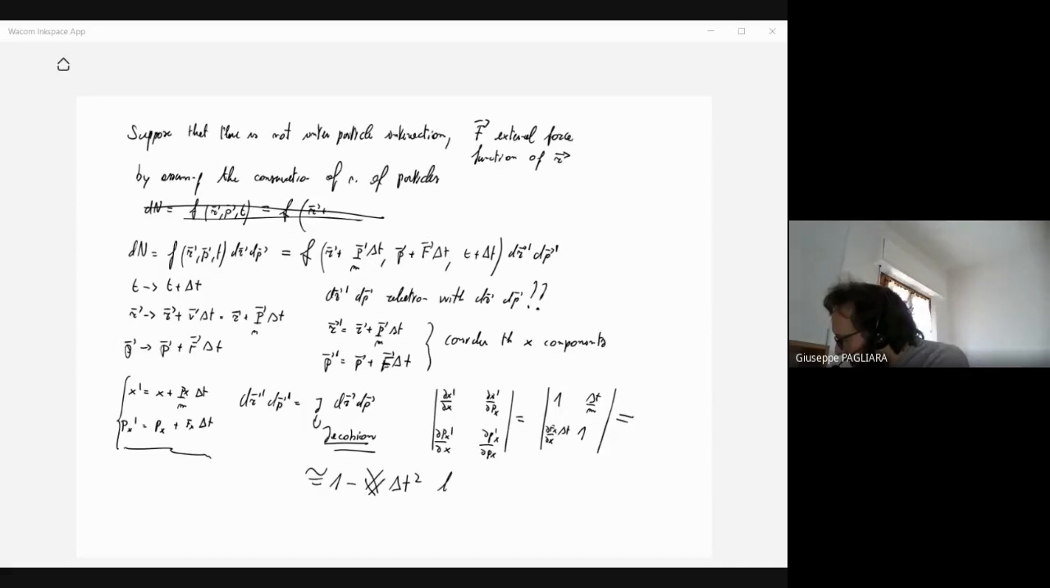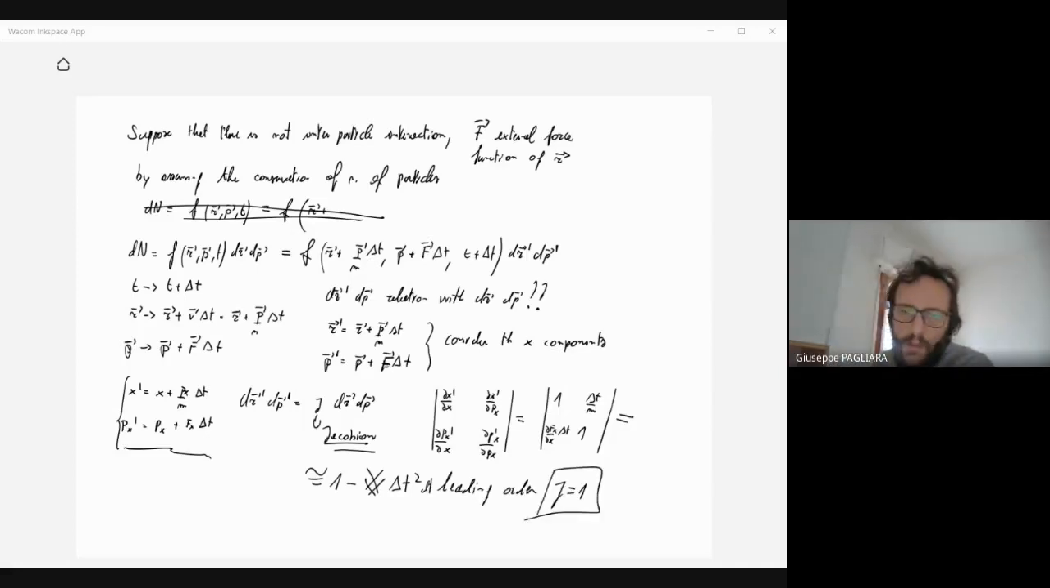So at leading order, this Jacobian is equal to 1 for an infinitesimal amount of time. That means that dr prime dp prime is almost equal to dr dp, at least if delta t is small. And therefore we can conclude, let me change page.